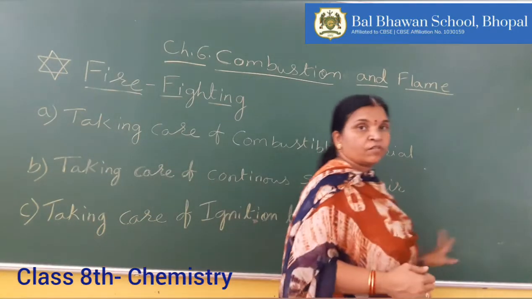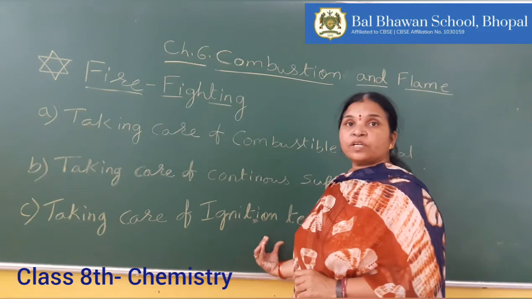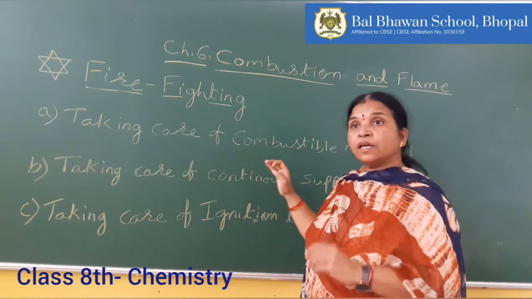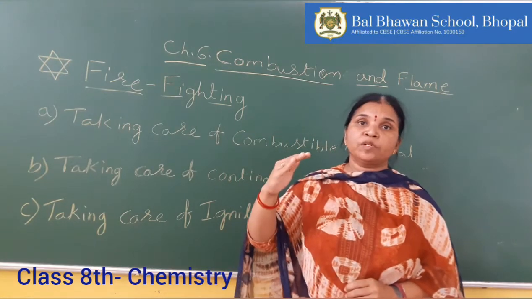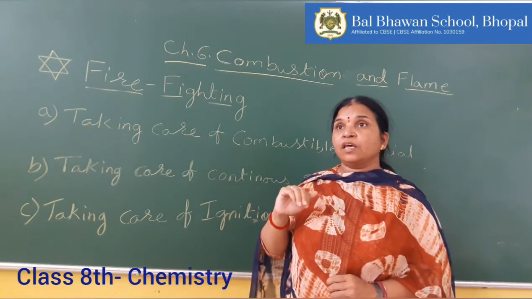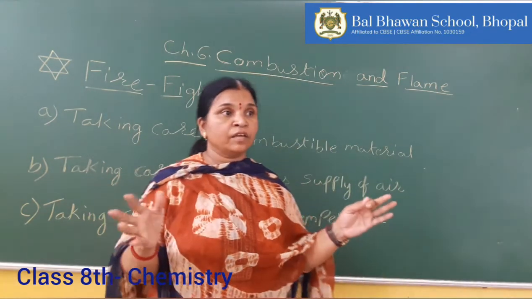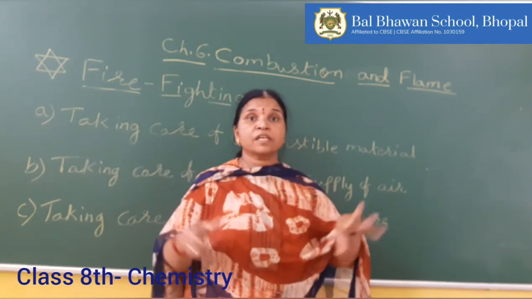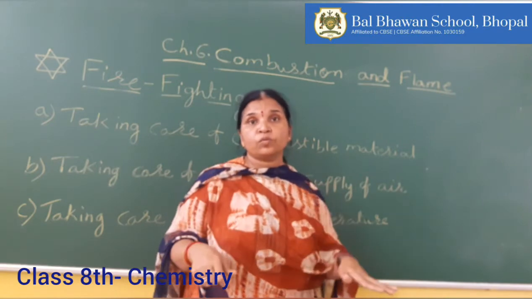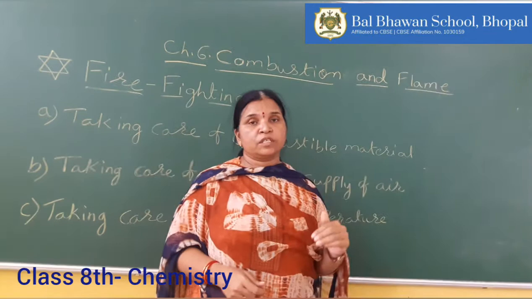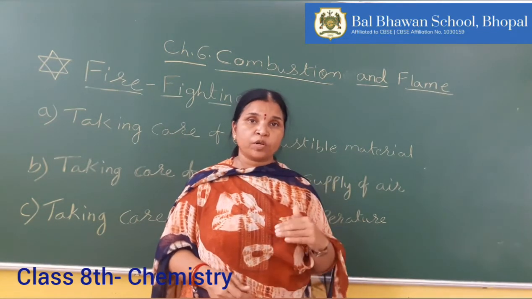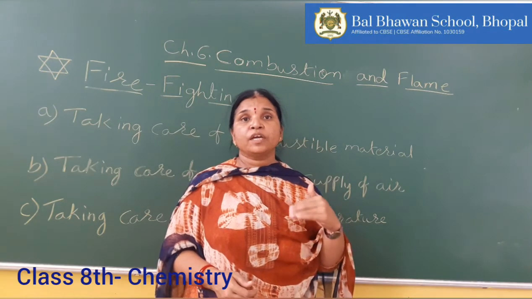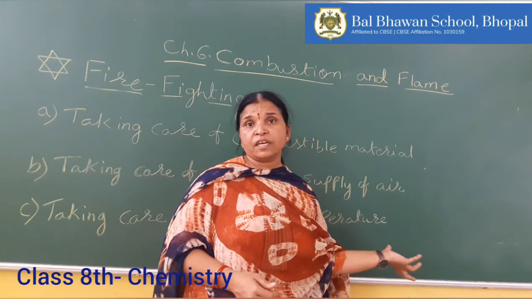The third condition is taking care of ignition temperature. Ignition temperature is the minimum temperature at which a substance catches fire. So we have to stop the combustible material from reaching its ignition temperature. Suppose in any area a fire accident has occurred, what do we do? We immediately pour water so that the combustible material will cool down and will not be able to reach its ignition temperature. That is why we generally use water. Water lowers the temperature of the combustible material, and as the temperature is low, it cannot burn unless it reaches the ignition temperature.